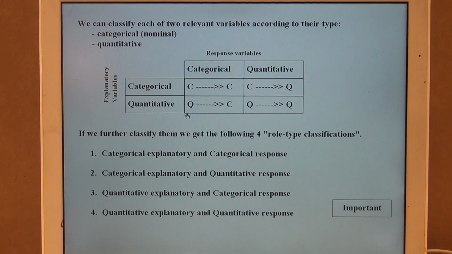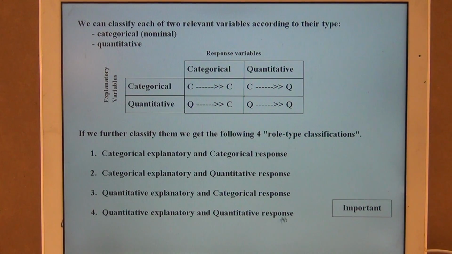Then we could have quantitative as an explanatory variable and categorical as a response. That would be number 3: quantitative as the explanatory and categorical as the response. And finally, we could have quantitative as the explanatory and quantitative as the response. That would be number 4 here, quantitative explanatory and quantitative response.